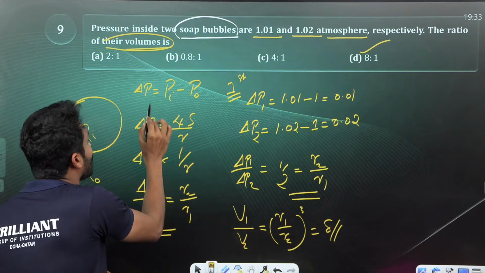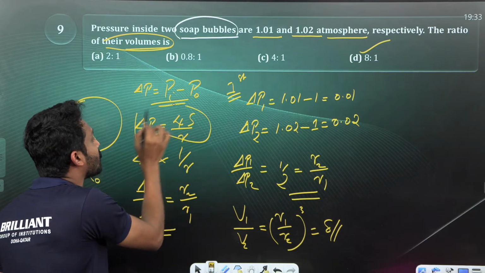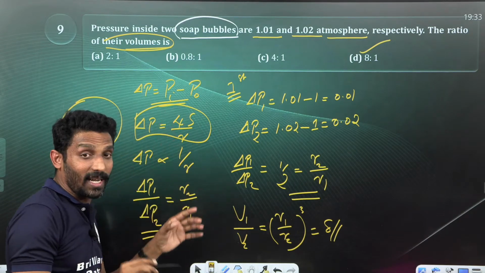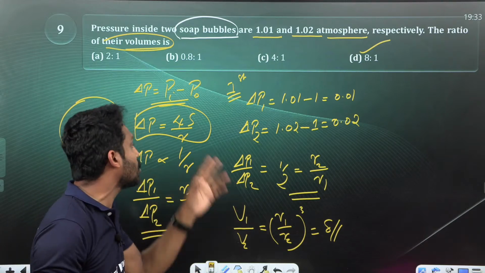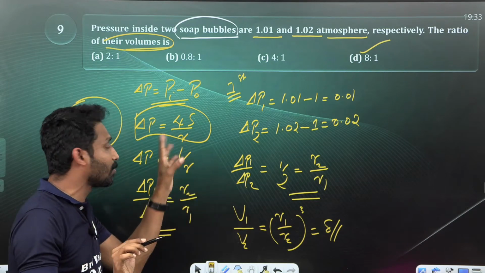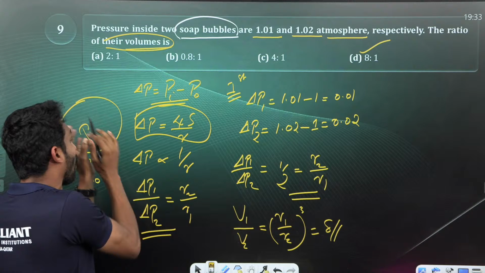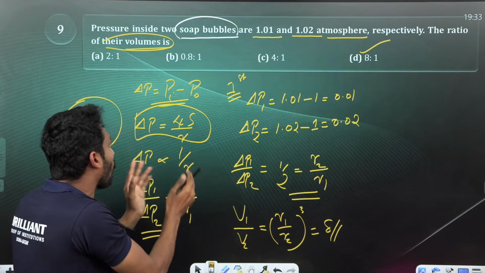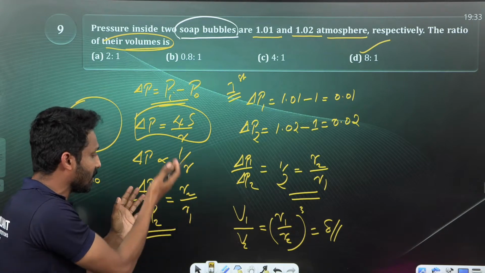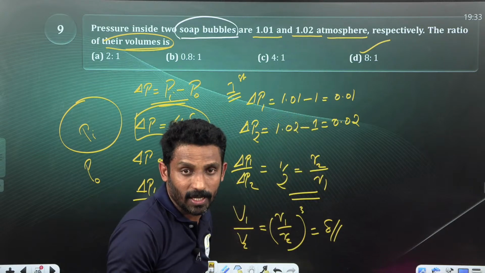So the idea of excess pressure first, and the equation of excess pressure in the case of a bubble is 4S by R. And remember, in the case of a drop, it is 2S by R. Keep it in mind: 2S by R in the case of a drop, and in the case of a bubble, it is 4S by R. Here there is no problem of 4 and 2, it is just cancelling, and this is the ratio only. And we are getting the answer 8:1.